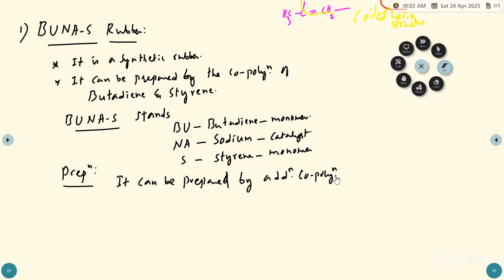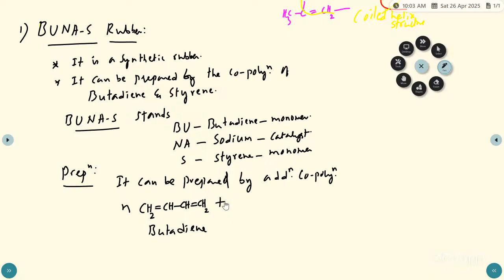Butadiene. What is the structure of butadiene? CH2 double bond CH, single bond CH, double bond CH2. So this is butadiene. Buta means how many carbons? 4. And di means 2. Ene means double bond. Buta means 4 carbons, and those 4 carbons have 2 double bonds, so it is known as butadiene. And this is the one monomer.